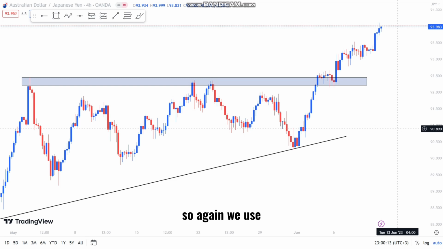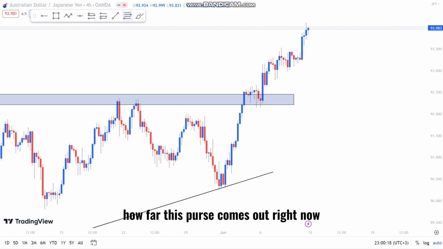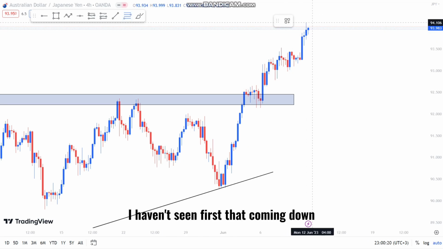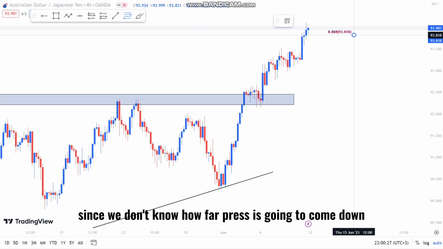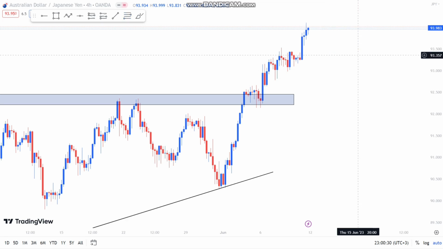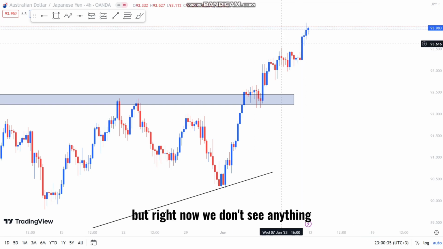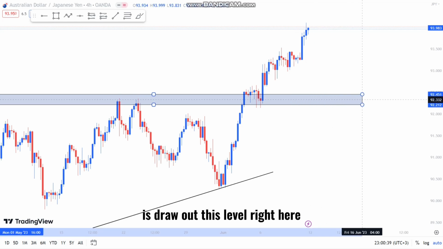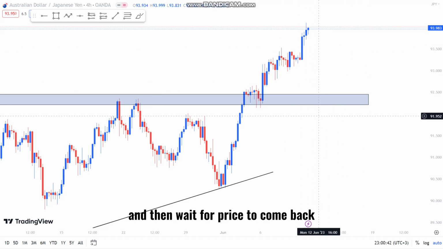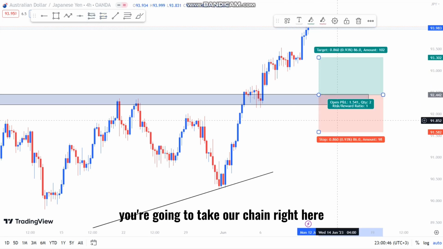So again, we always want to use the Fibonacci retracement so that we can see how far this price will come down. Right now we haven't seen price start coming down, so we shall just wait for a retest, since we don't know how far price is going to come down. We want to use the Fibonacci when we see price starting to come down, but right now we don't see anything. So probably what we're going to do is draw out this level right here, and then we wait for price to come back for a retest right here. If price comes back for a retest, we're going to take our trade right here.